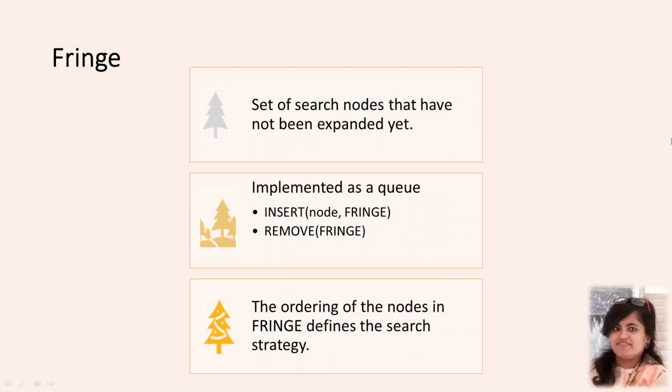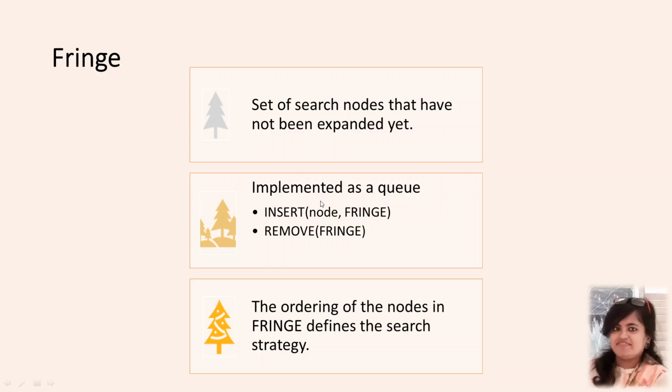So fringe is the set of search nodes that have not been expanded yet, that is, the nodes you haven't checked yet. It is implemented as a queue, that is, insert node, fringe. That means whatever is the first node over here will be executed first. What is a queue? Suppose in a bus line, the first person who has come to board the bus will be boarded first. The last person who came needs to wait for all the other passengers to board the bus.